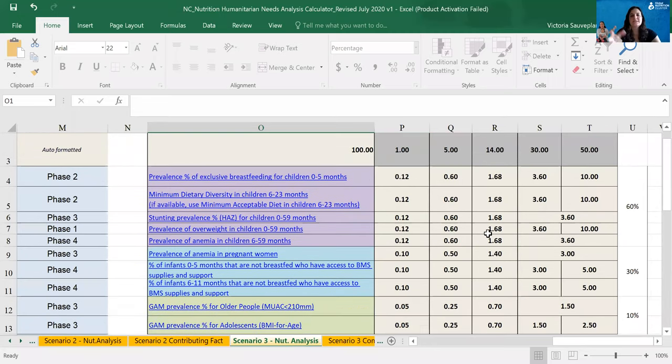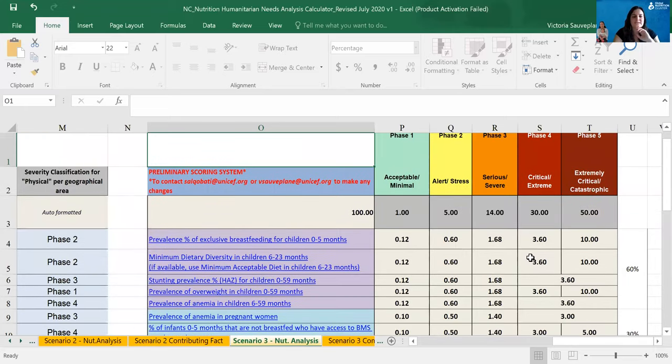We then said the second tier of importance would be the prevalence of anemia in pregnant women and the 2 IYCF indicators relating to breast milk substitutes. That would be allocated 30%. And last but not least, GAM prevalence for other population groups, so older people and adolescents, at 10%. Evidently, because certain indicators like stunting, anemia, and GAM for older people only have a 4-point scale, we went with the lower end of points for these. We didn't make up points because they fell in a different one, because we didn't have that threshold for the 5-point scale.